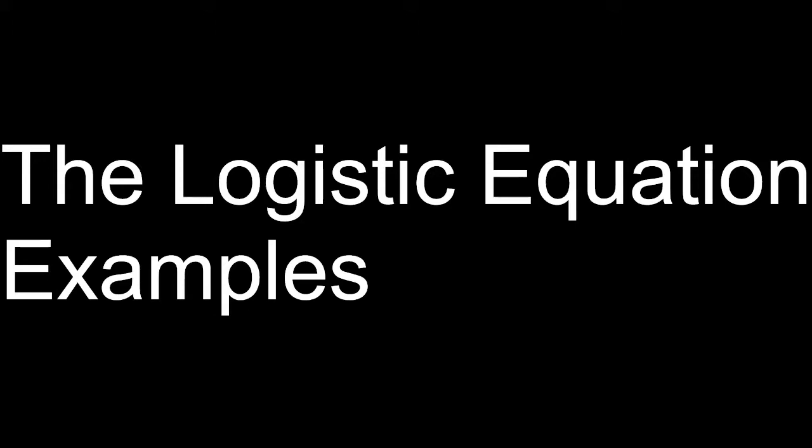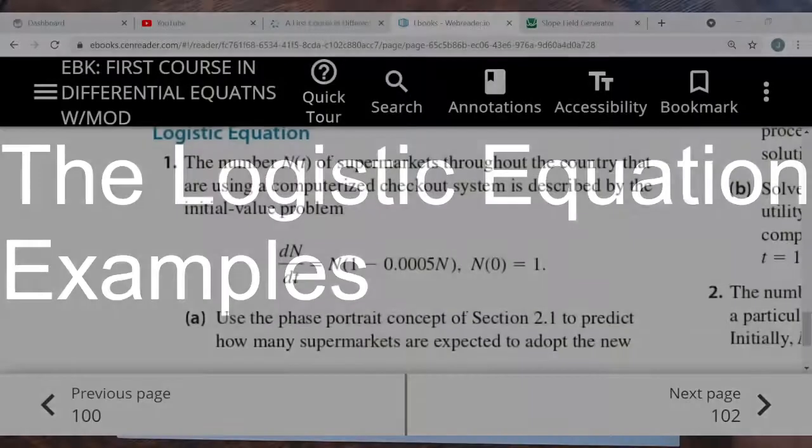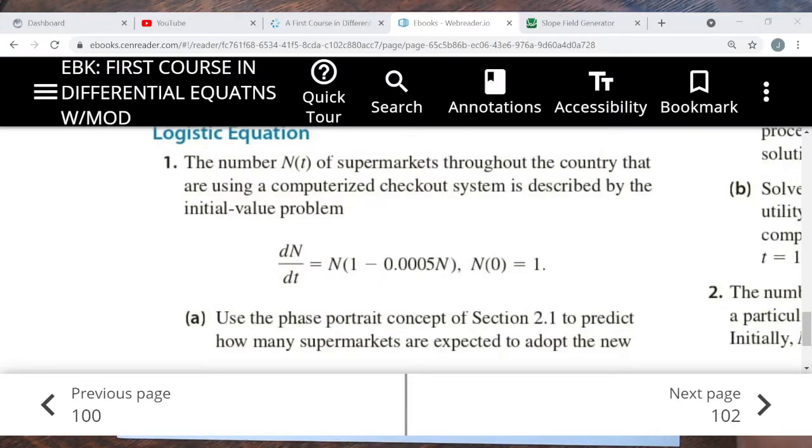I'm going to go over first off what the logistic equation looks like, a little bit on how to solve the logistic equation, and then I'll get into some examples. My examples are actually coming from a textbook, so I didn't write it out on paper. I'll get into this example that's on this page you're seeing right now after I talk about the logistic equation itself.